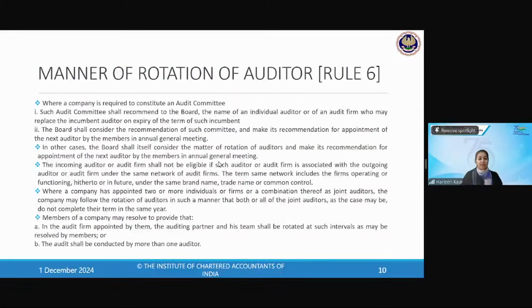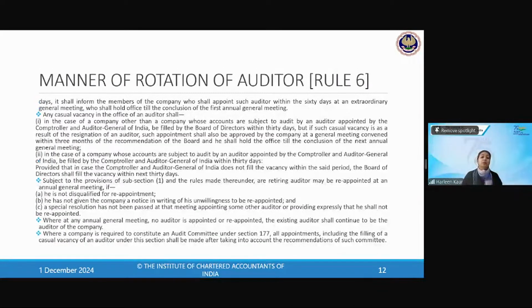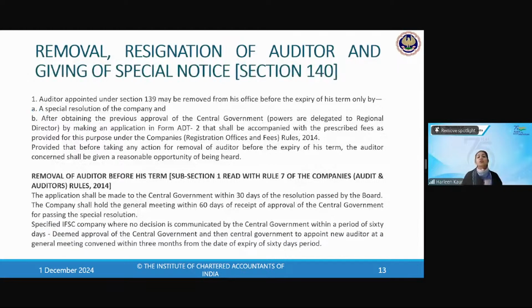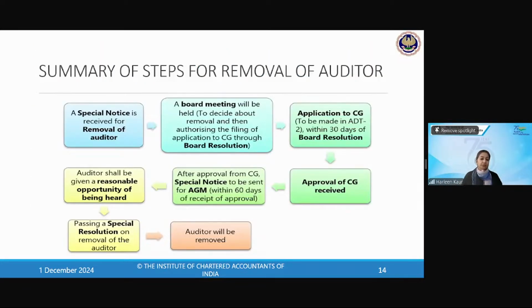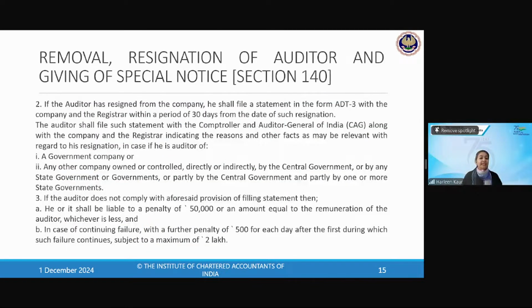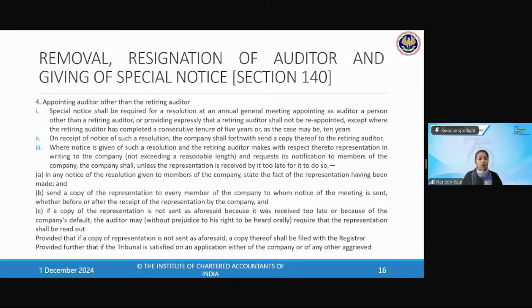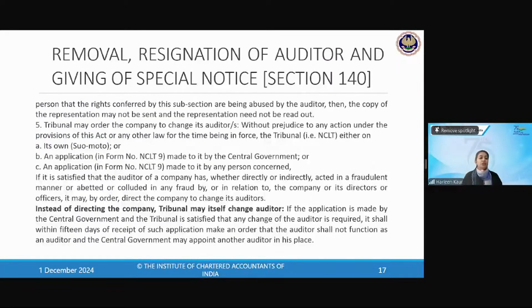Very good. So all my students have revised 139 very clearly. We have discussed rule number 3 as well as rule number 6 for the rotation of the auditors. Now there was a topic related to the removal of the auditor and the resignation of the auditor. So my next question to the class is, the form number ADT 2 is used for the removal of the auditor or the resignation of the auditor? Everyone needs to answer this thing.